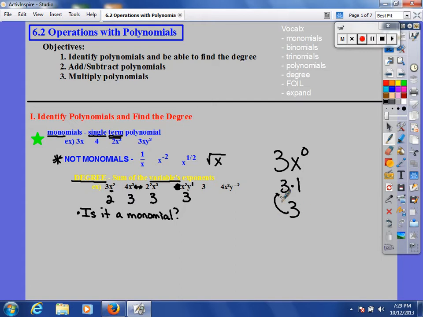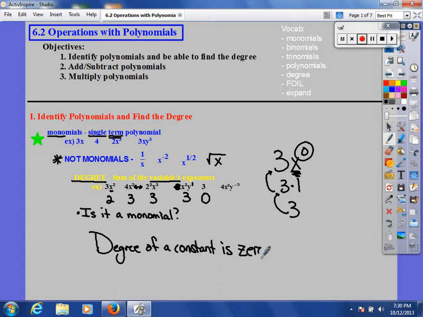If I can work backwards, you can see that 3 is simply 3x to the 0. So now writing it like this, you can definitely see the degree. The degree is 0. And what you may want to just memorize is the degree of a constant is 0. That may be something you want to just jot down in your notes.